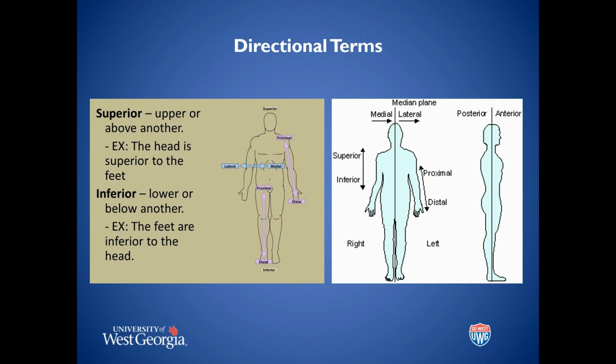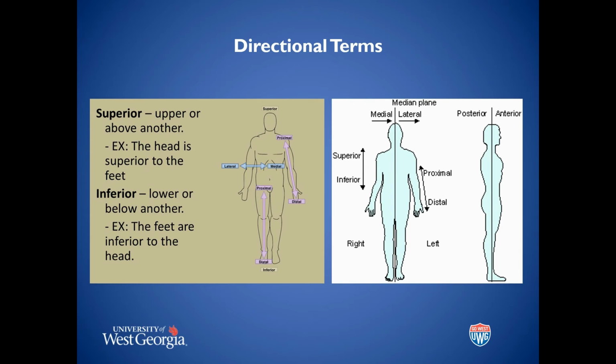Looking at that anatomical position, you have a term called superior. This is upper or above one another. So the head is superior to the feet, meaning it's above the feet. Inferior is the opposite. Most of these terms are combined into terms that are antagonist or exact opposite of each other. So inferior is lower or below. So the feet are inferior to the head. And then we have other terms.